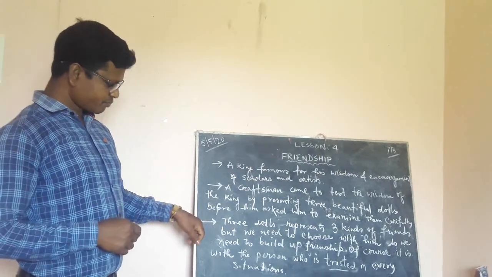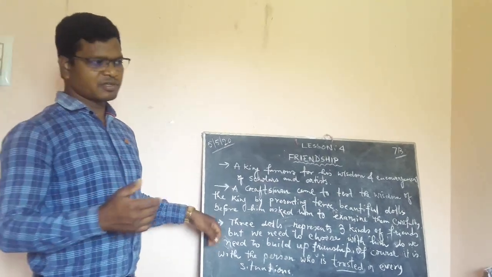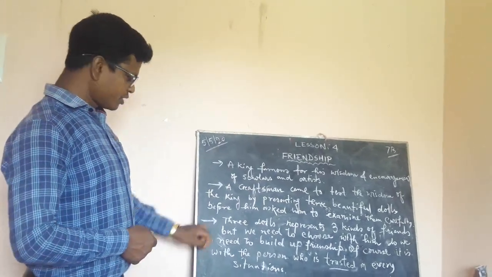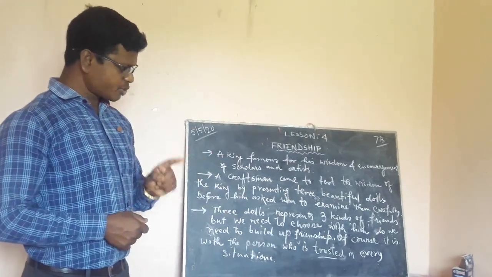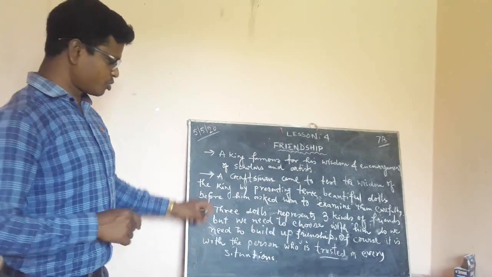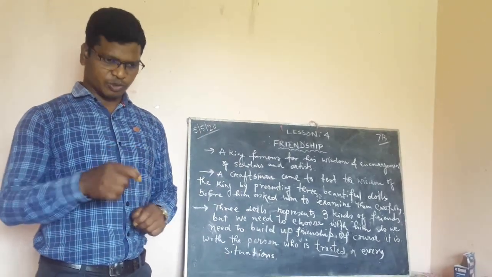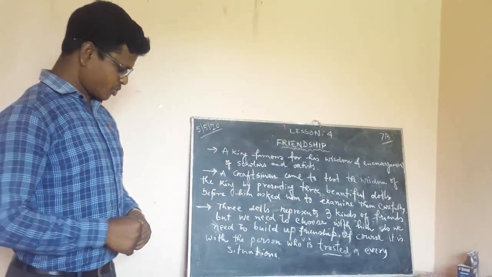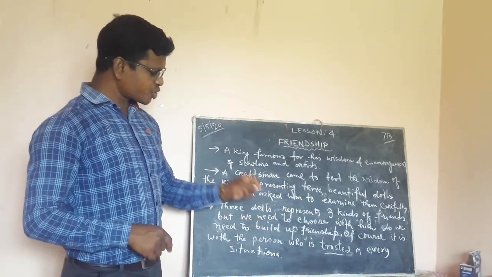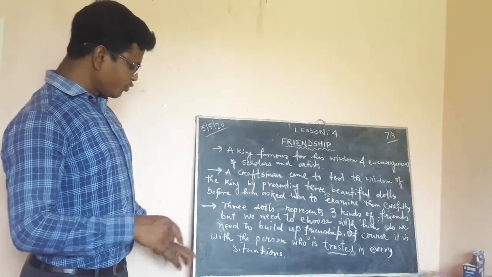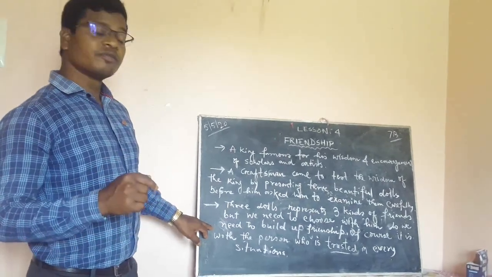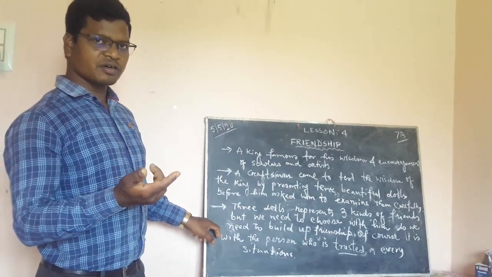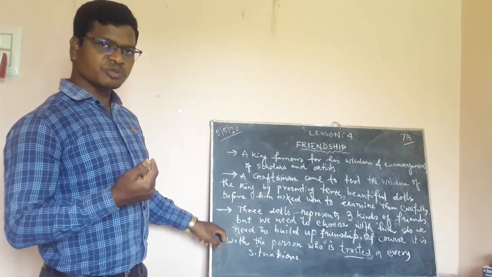And we will be seeing that the king examines them and then tries to find out the difference in all these 3 dolls. Let's see here. 3 dolls represent 3 kinds of friends. So these 3 dolls which the craftsman has brought signify, or represent, whom? They actually represent 3 kinds of friends. But we need to choose with whom we need to build up friendship. So with whom to make the friendship, we need to examine ourselves.